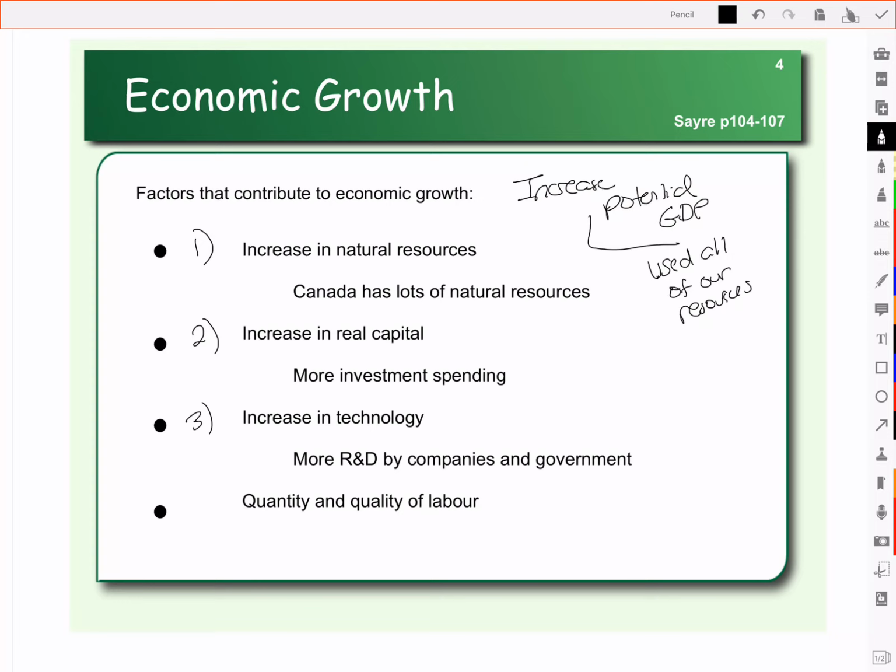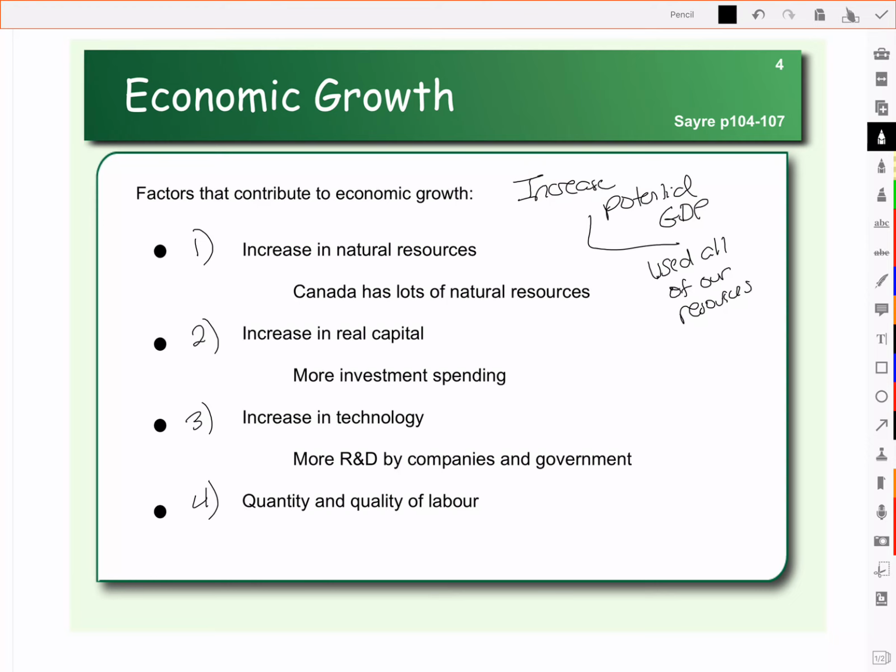The third option is to see an increase in technology. So when companies do research and development and come up with new ways to make things, then we become more efficient. And that means that we're producing more goods and services per person, per worker. And so the total amount of goods and services we're able to produce using all of our workers and machines increases. So an increase in technology will also create economic growth. The fourth way to increase potential GDP and get that sustainable economic growth is to increase the quantity and quality of your labor.